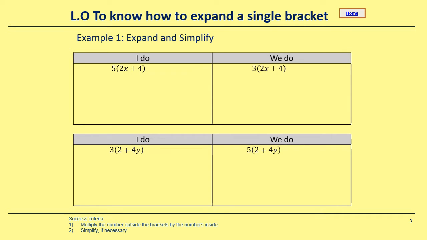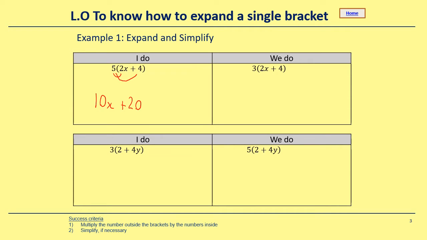So if I look at the first I do for a moment, we've got 5 bracket 2x plus 4. So to expand a single bracket, I'm going to multiply 5 by everything in this bracket. So I'm going to do 5 times 2x, and I'm going to do 5 times 4 as well. So 5 times 2x gives me 10x, and then 5 times positive 4 gives me positive 20. Okay?